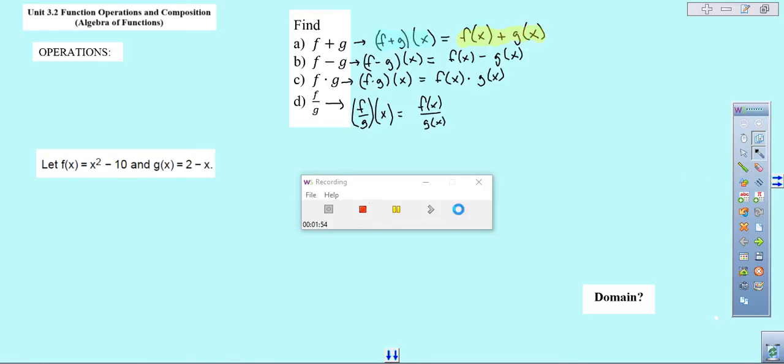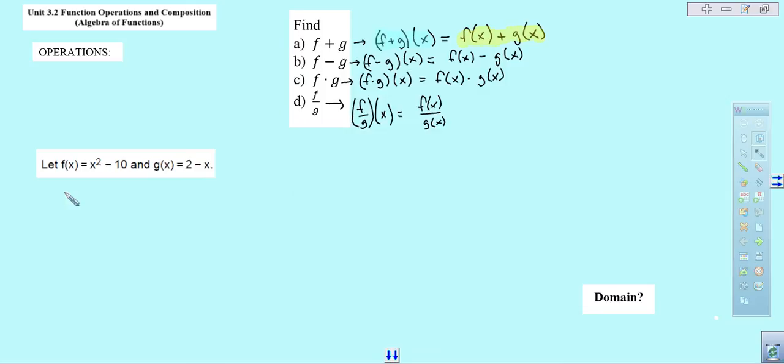Let's take a look at that in one of these problems. For example, in example 1, I want to take f plus g of x. That means I want to take the f of x plus the g of x. So I substitute those in. I take the f of x and write it down below, so f of x becomes x squared minus 10. I take the g of x, which is 2 minus x, and put 2 minus x right there.